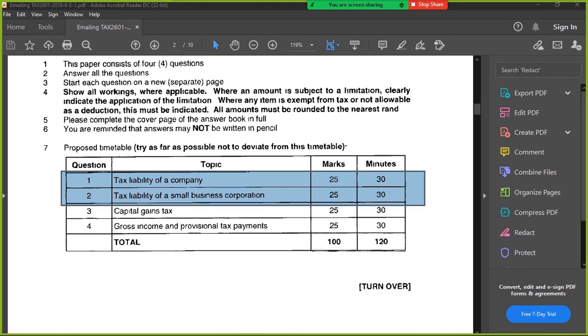Where's my other past paper? This one. Ooh, I've got so many PDFs open. Let me close some of the stuff. Where's the other PDF? This one.